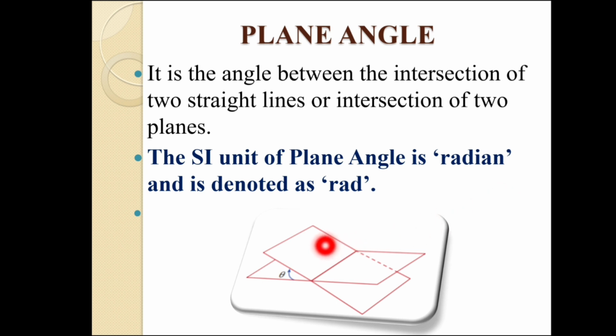So we have an angle theta here. The angle theta between the intersection. What is intersection? Intersection is the act or process of crossing or passing. The two straight lines crossing each other, that point is called the intersection. So the angle formed between the crossing of two straight lines, that is the intersection of two straight lines or planes, is known as plane angle.